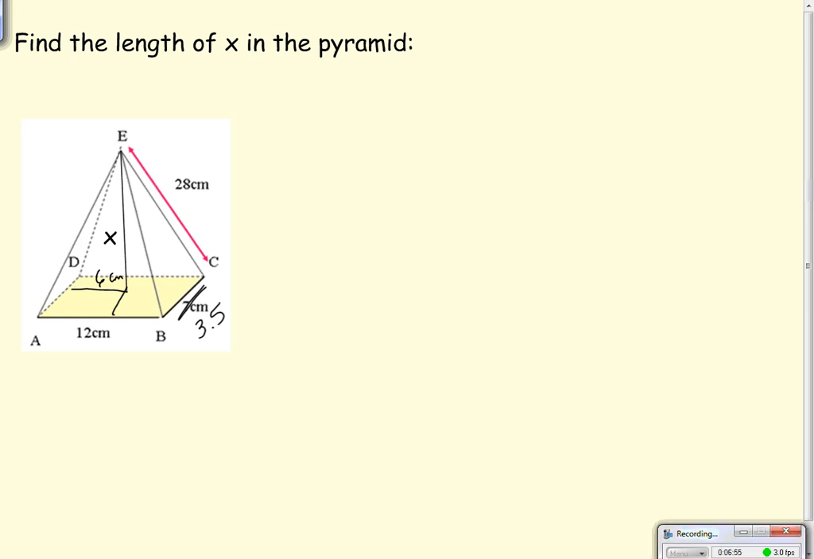So let me just clear this. It's got a bit muddy. What we have to do is this. It's going to be very similar to the other problem. We need to do a two-part problem. We've got to find what the distance is.